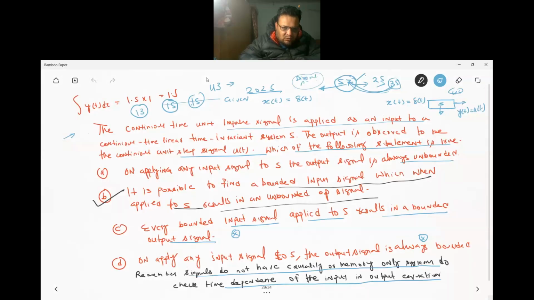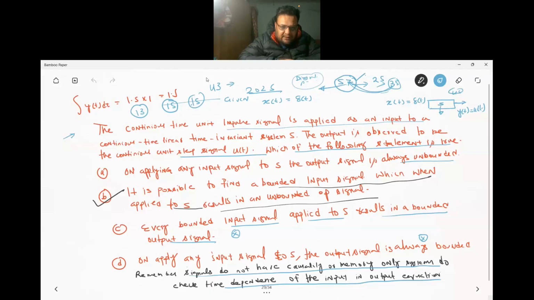So now basically, on applying any input to the signal, if I apply an exponential signal, if I apply a step signal, or any of the hundred types of signals, the output signal is always unbounded. It is wrong. It is not necessary that on applying any input signal to S, the output signal will always be unbounded. Now let's look at option B.